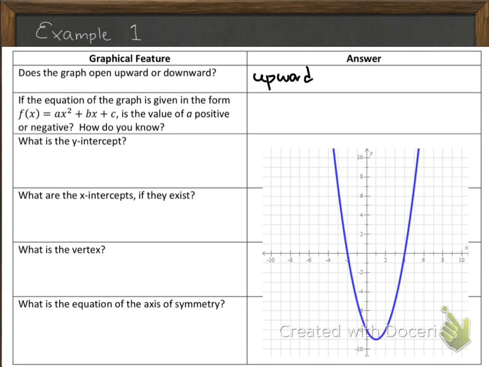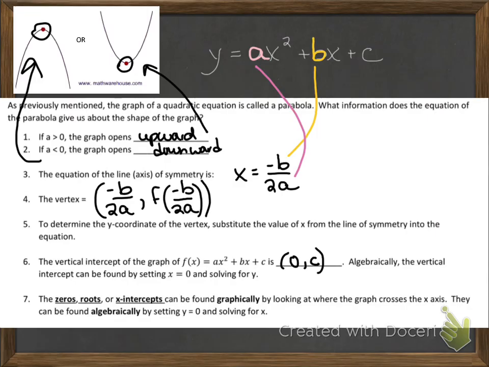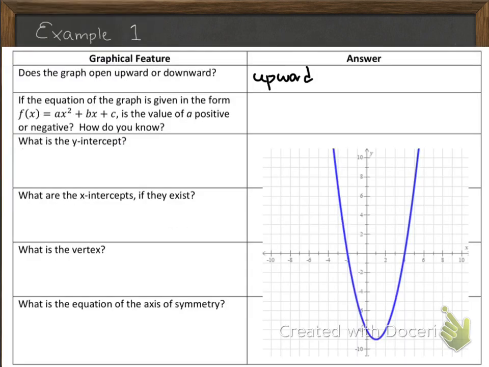It says if the equation of the graph is given in the form f of x equals ax squared plus bx plus c, is the value of a positive or negative, and how do you know? Well, in the last video, we learned that if a is positive, that means the graph opens upward. Our graph opens upward, so therefore we can reason that a is positive. In other words, a is greater than 0.